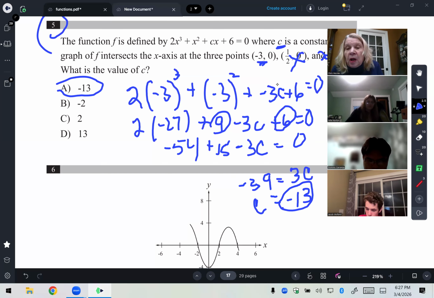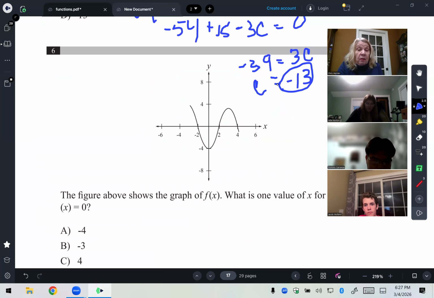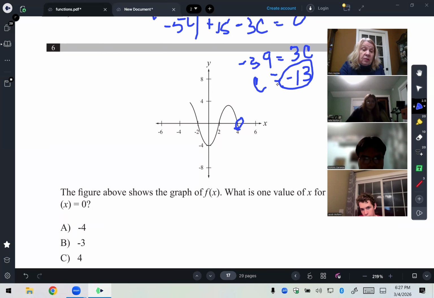Julie's nodding, Dominic's nodding, Jacob's nodding. Okay, number 6 is pretty easy. The figure above shows the graph of f of x. What's one value of x for which f of x equals 0? Well, f of x would equal 0 at 4 or a -2, but the only thing we have here is a 4, so that's what we have to pick.